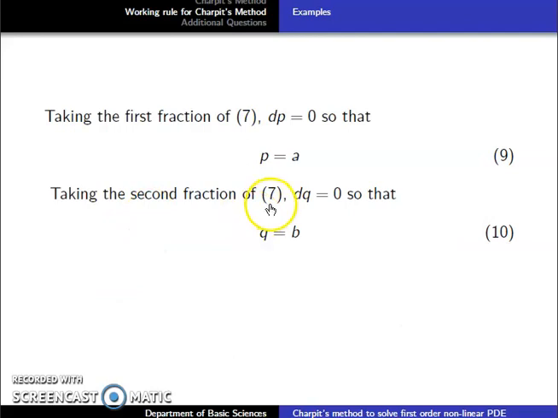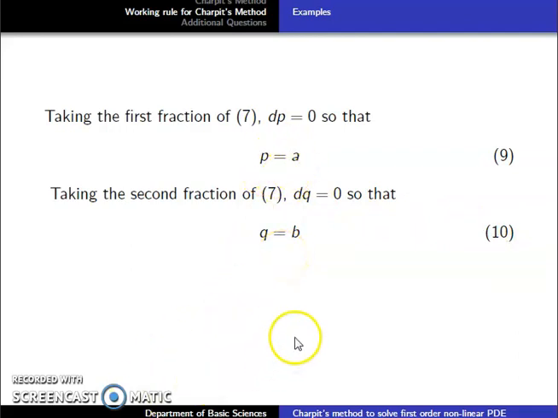Taking the second fraction of 8, we get dq by 0 is equal to a common value, so that from that we can write dq is equal to 0. So integrating that term, we get q is equal to a constant. Let us take the constant as b. So this is equation number 10. So you get p is equal to a and q is equal to b.